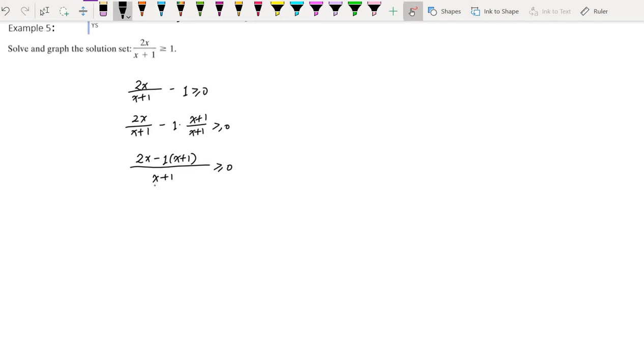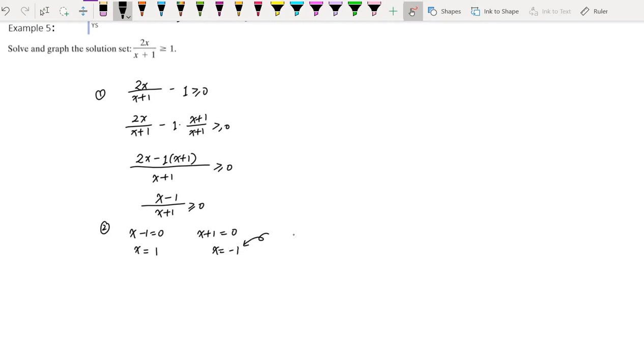Then I'm going to simplify this: 2x minus 1x will be x left, and then -1 multiplied by positive 1 gives you -1, over x plus 1, greater or equal than 0. Once we have this, this is basically our step 1. Step 2, we set the numerator equal to 0 and the denominator to 0, and solve each piece. This gives me x equals 1, and this gives me x equals -1.